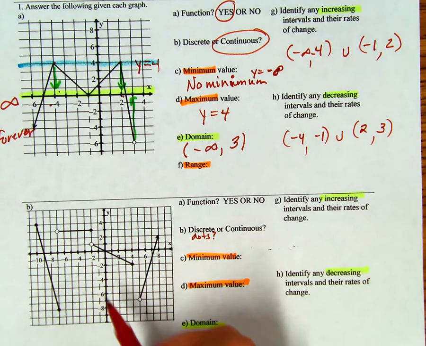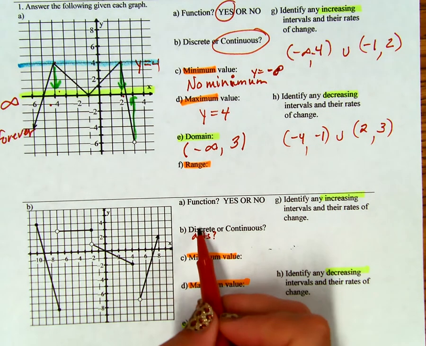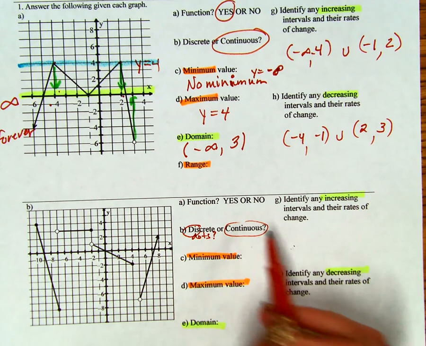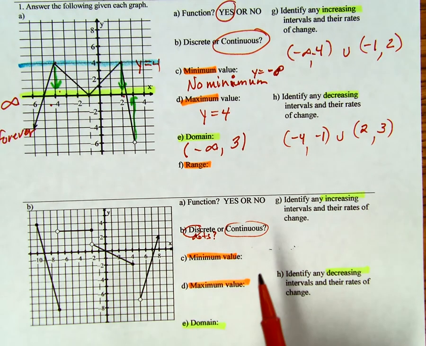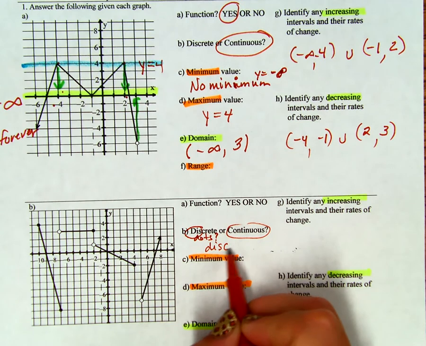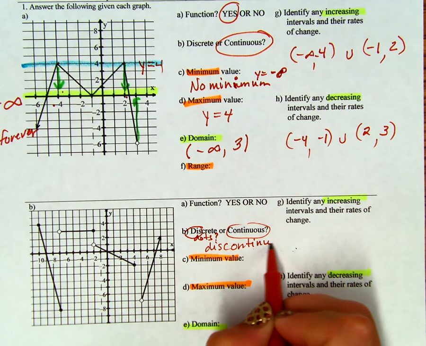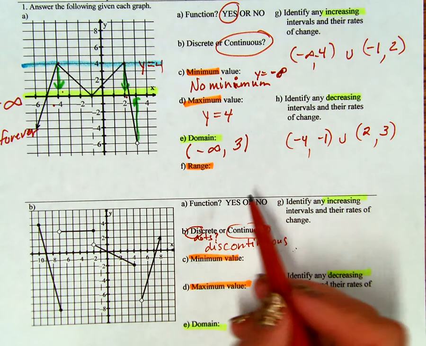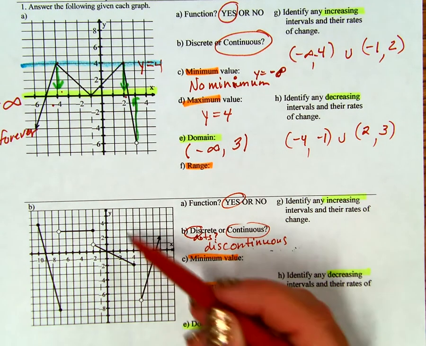Sort of. There's something weird going on here. It's a little bit of both: there are some connected lines and some gaps in between, so we're going to call this graph discontinuous. But is it a function though? Yes, because for every x there's only one y.